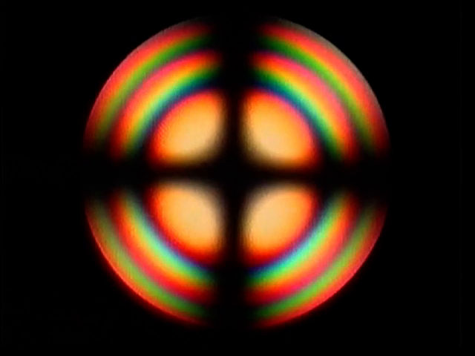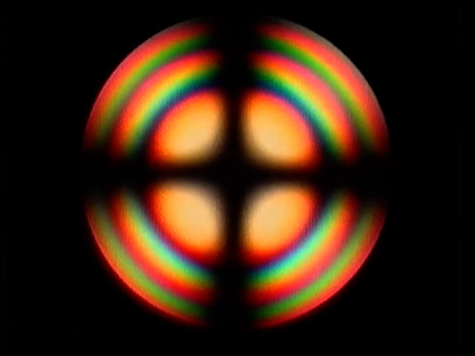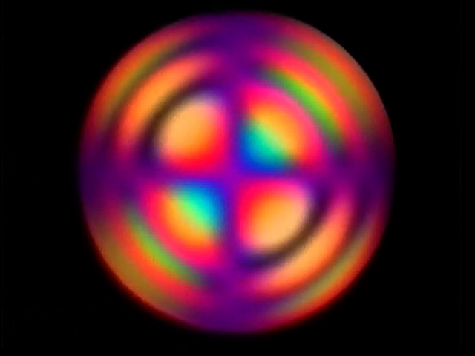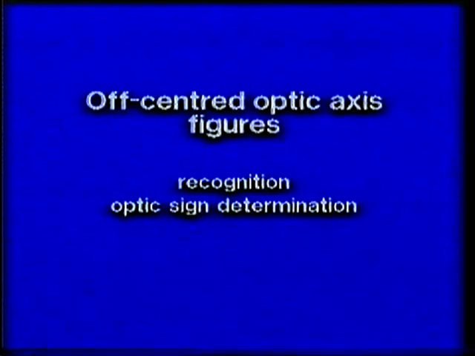Try this one too. Plate in, plate out. Plate in. Note how the first order red shows the most obvious shift to black for a fall and to second order red for a rise. There's a rise in the northeast, so E' is slow, therefore optically positive.